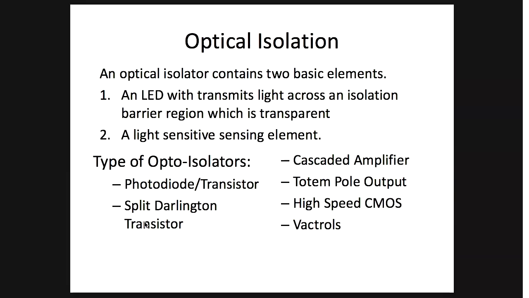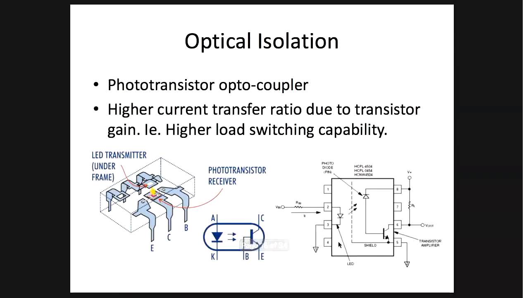So the first one is optical isolation or optocoupler. An optical isolator contains two basic elements. When you are using an optical isolation technique or an IC, there is an LED that transmits light across an isolation barrier region which is transparent, then a light sensitive sensing element. Then photodiode or transistor, split Darlington transistor, there are different topologies, I will come to that point. So this is an IC. When you buy an isolator, you can buy an optocoupler based isolator.